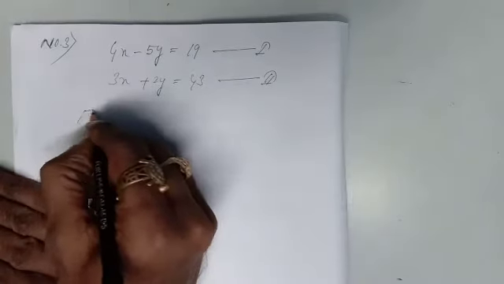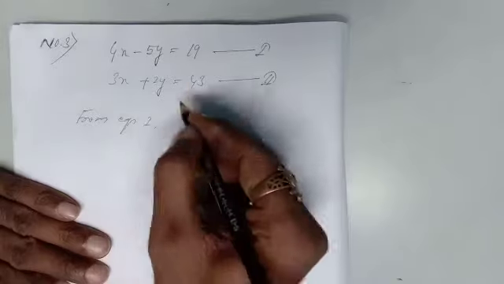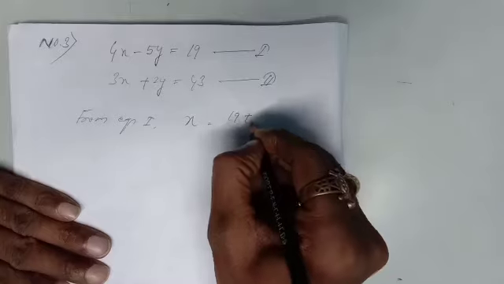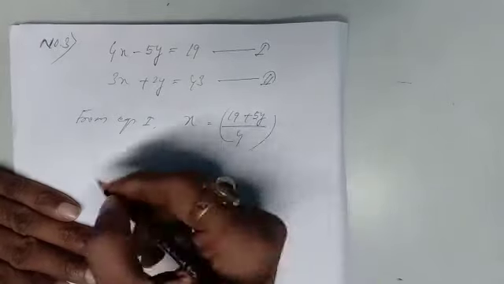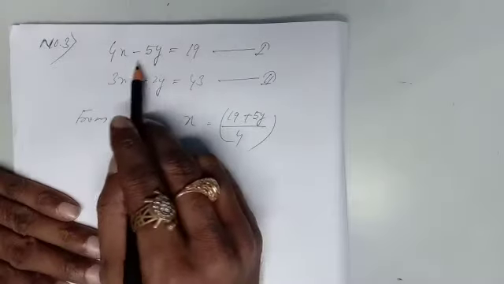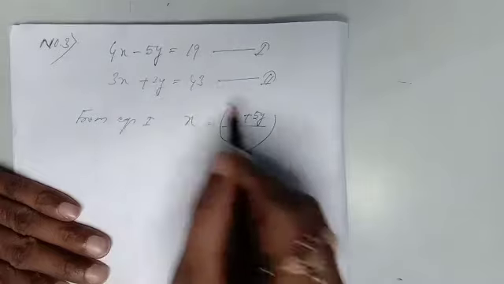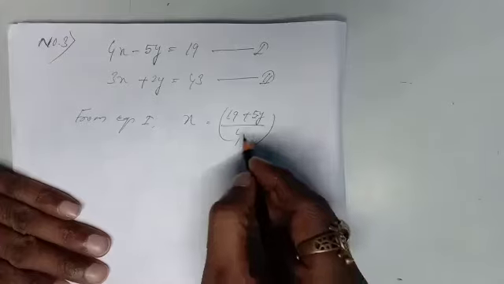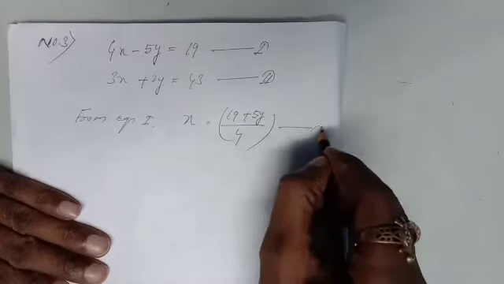From equation 1, find the value of x. x will be how much? x = (19 + 5y)/4. From the equation you have to find the value of x or y. Finding the value of x, this -5y will go to that side and become +5y, and this 4 is divided, that means x = (19 + 5y)/4. Make it equation number 3 here.